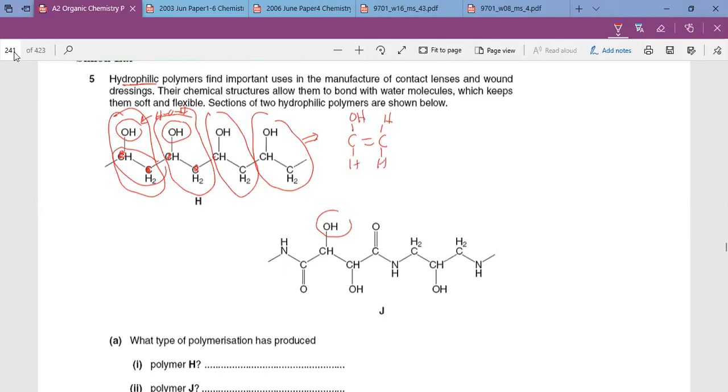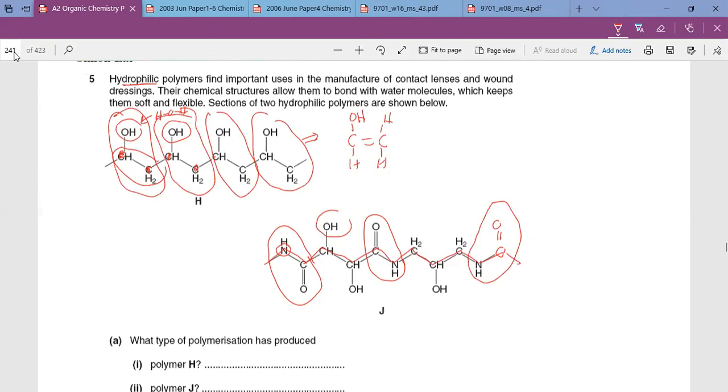Now here, if they ask you for this one here, this is the main chain. Do you know the main skeletal chain? How do you know whether it's condensation or addition? There's a nitrogen here. It has to be polyamide. So this is the amide linkage. Circle the amide linkage first. If you're not clear about this one, continue here. So there must be a double bond here, and continue, and draw the linkage.